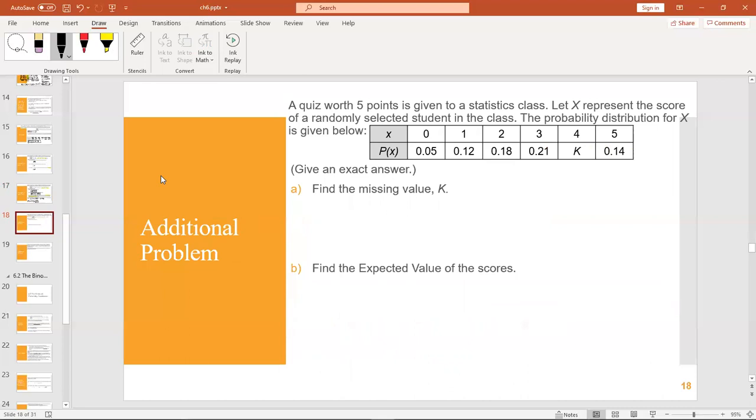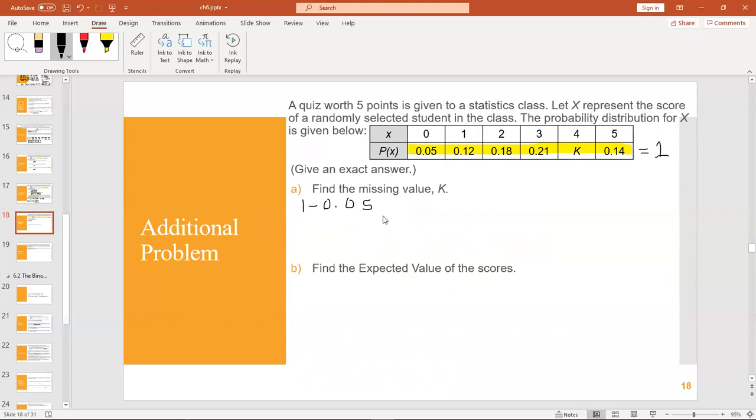So we got a quiz here, and we got this probability distribution. This time, you notice we have a missing value. Well, here's what we got here. All the probabilities together, all of them should add up to a grand total of 1. So if we don't know one of the values, if we do 1 minus all the values that we do know, that will give me the value of k.